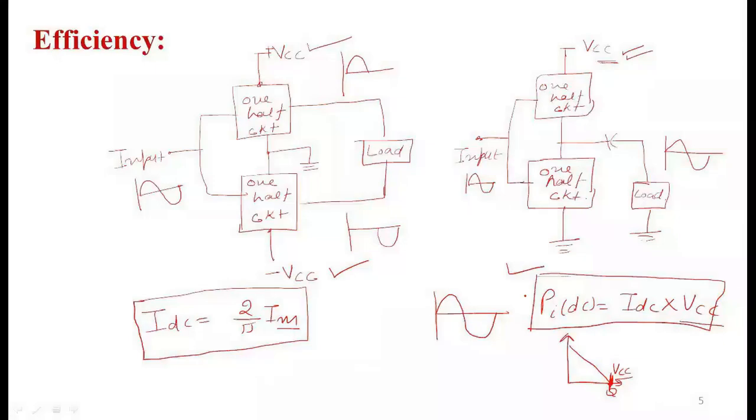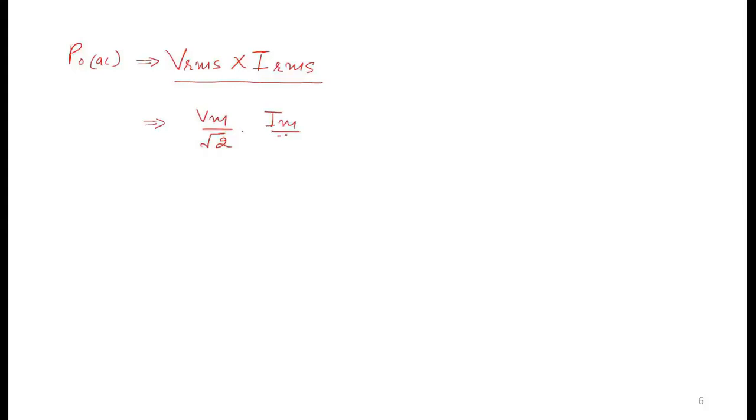Now let's calculate the AC power. So the AC power which is given to load, that is the output AC power. As we know that we are getting the AC signal in the output, so the AC power is Vrms into Irms. As we have discussed in earlier sessions also, the output AC power is Vrms into Irms, where Vrms is equal to Vm by root 2 and Irms is equal to Im by root 2. Hence we have AC output power is Vm Im by 2. That is the AC output power.